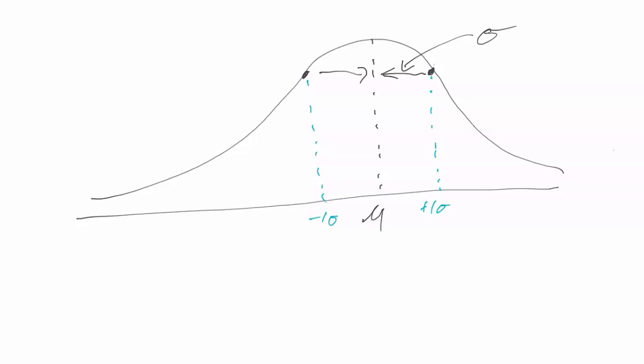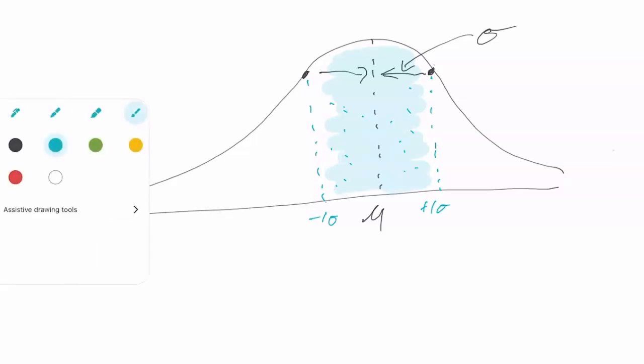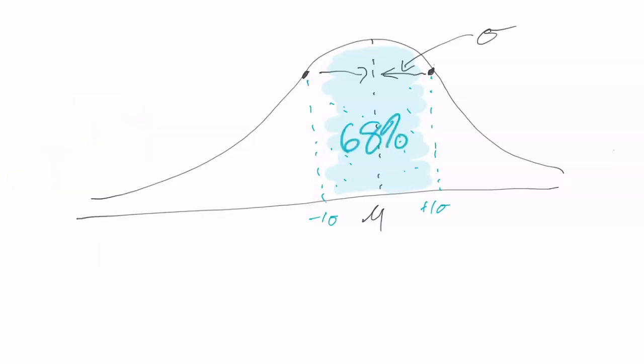And what the empirical rule tells us is that for all normally distributed data, all bell-shaped curves, whether they're fat bell-shaped curves or skinny bell-shaped curves, the number of data points that fall inside your plus and minus 1 standard deviation is always the same. The number of data points that will fall within this plus or minus 1 standard deviation is always the same, and it's 68%.